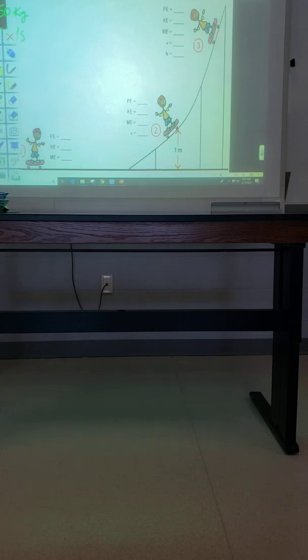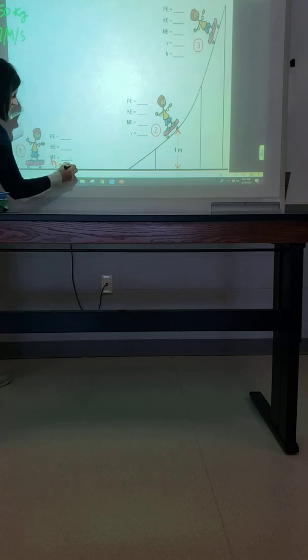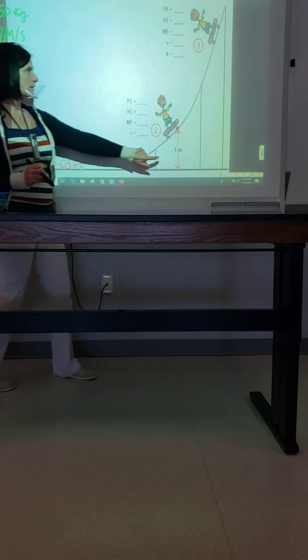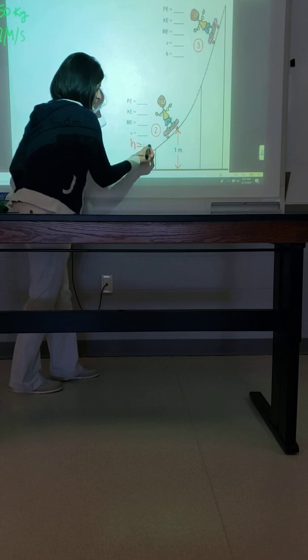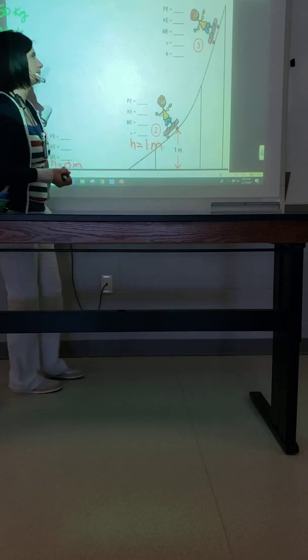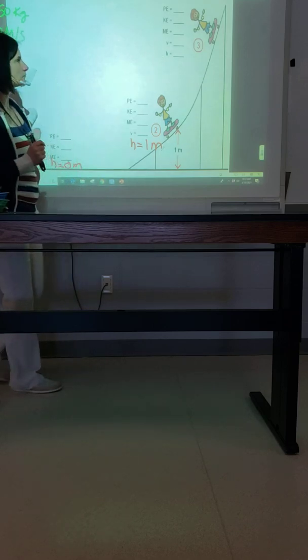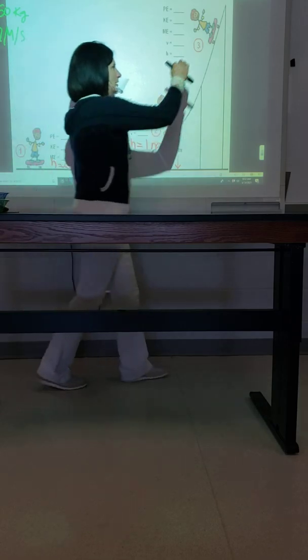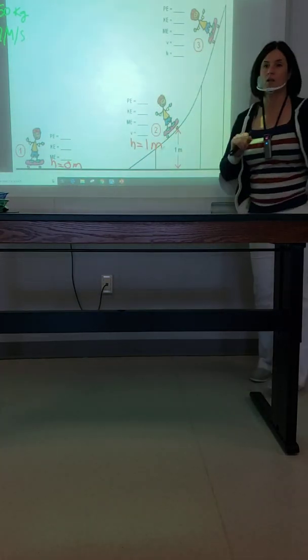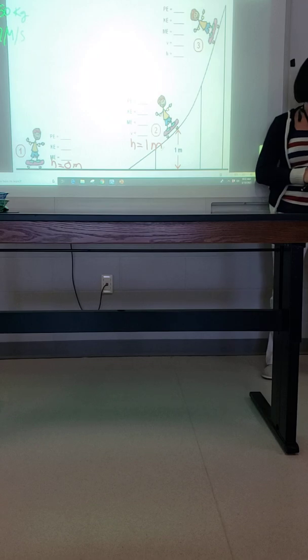So I'm going to fill in anything that I know from the get-go. So my height is going to be 0 meters. Here, it says my height is 1 meter. So I'm going to put this over here with my other variables. 1 meter. I don't know the height here. All right, what else do we know? If you're at the very highest point, what are you going to have all of? Which type of energy? All right, so what are you going to have none of?